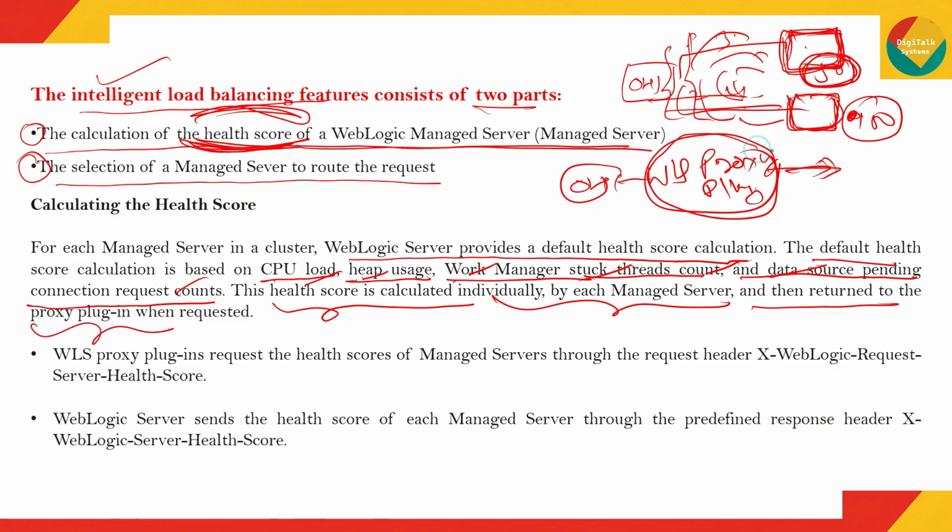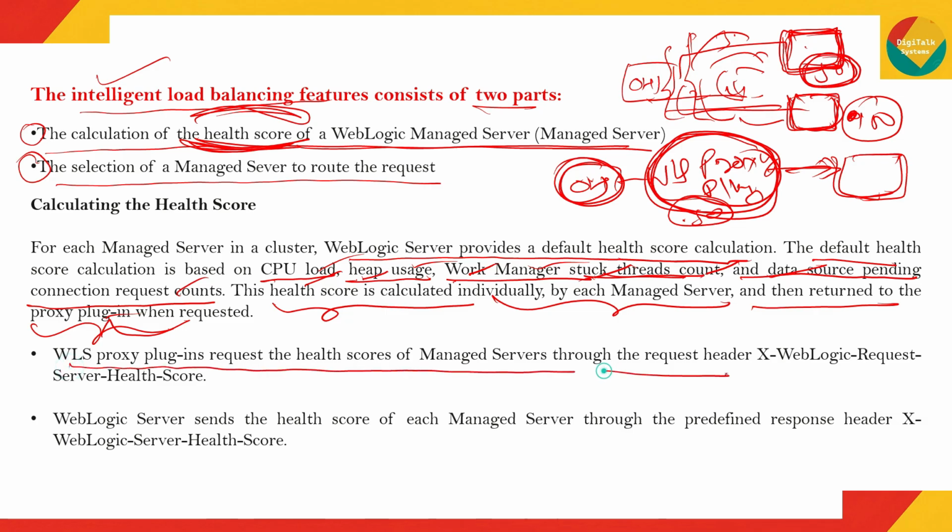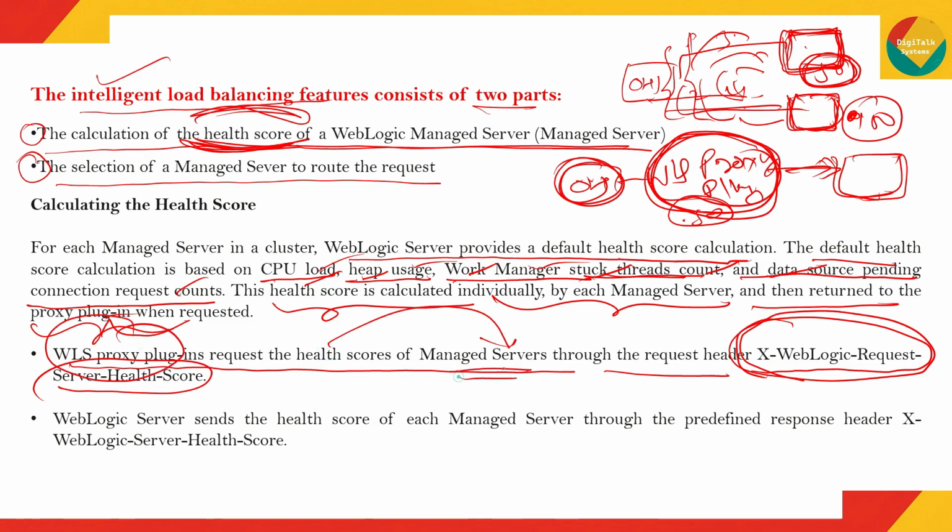As I said, this plugin is used for the integration with the backend servers by the web server like OHS. These are the .so files, right? So the health score of the managed servers, based on all these parameters, will be sent back to the proxy plugin. The proxy plugin requests the health score of the managed servers through the request header WLX-WebLogic-Request-Server-Health-Proxy. This is a header that is sent when your proxy plugin requests this particular health score from the managed server.